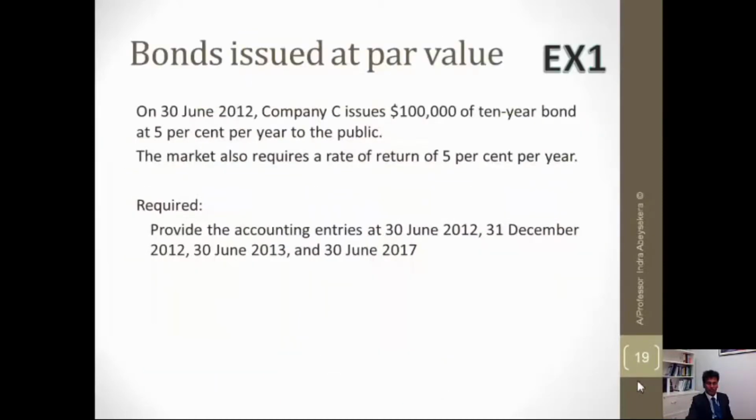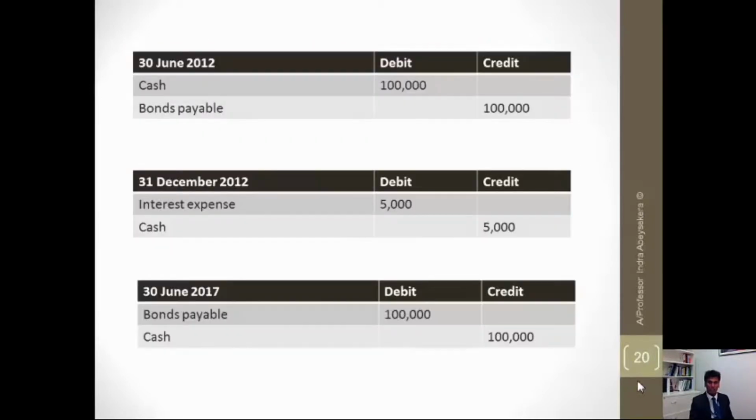Let's take an example. A bond issued at par value. That is, the bond interest rate equals the market interest rate, which is 5% in this example. Therefore, it is issued at 100,000 and the funds received are also equal to 100,000. So the journal entries are: cash received 100,000 debit, and bonds payable, which has to be settled later on, 100,000.